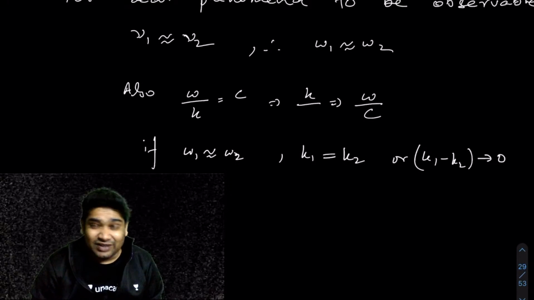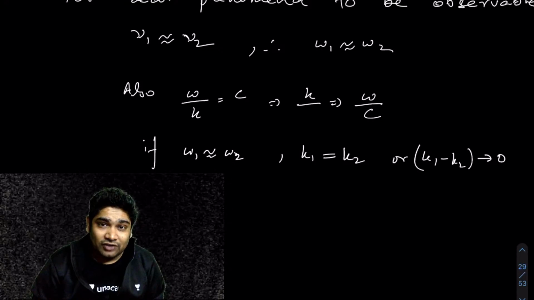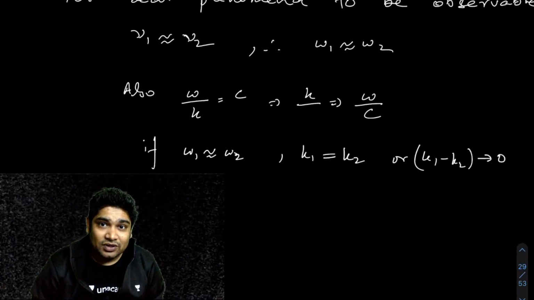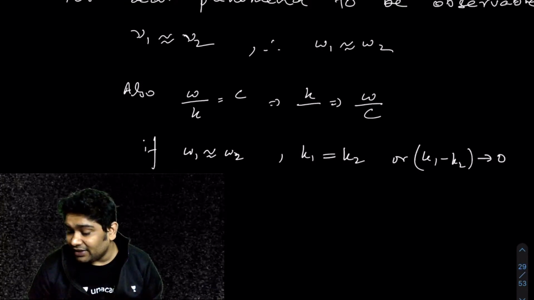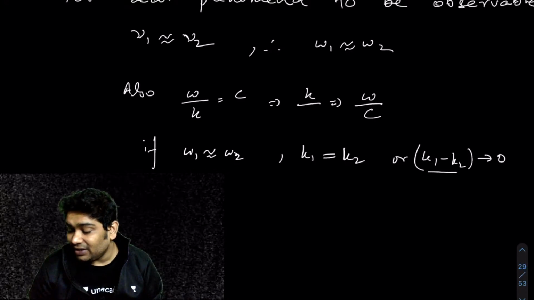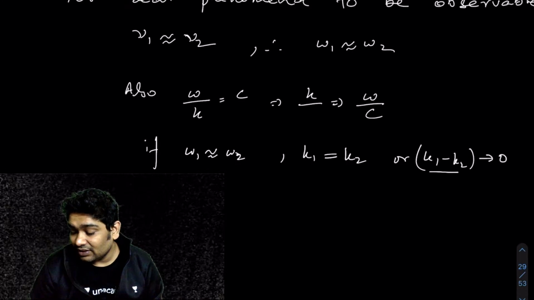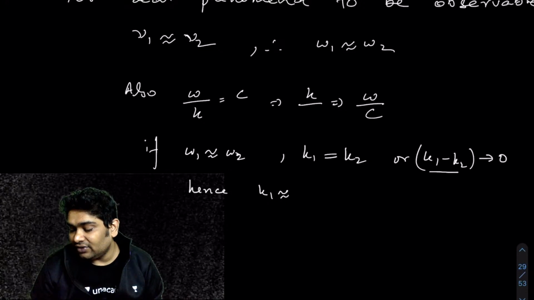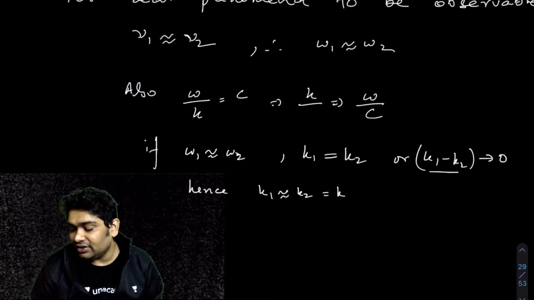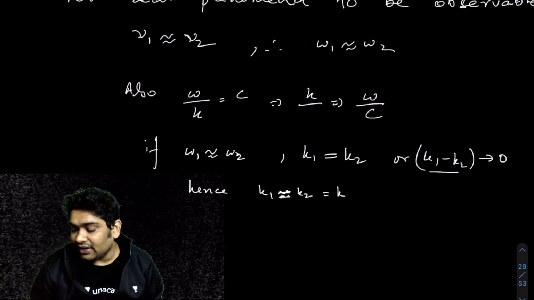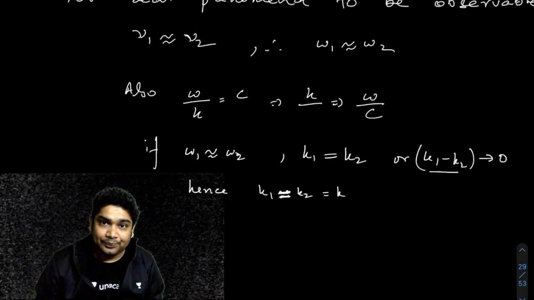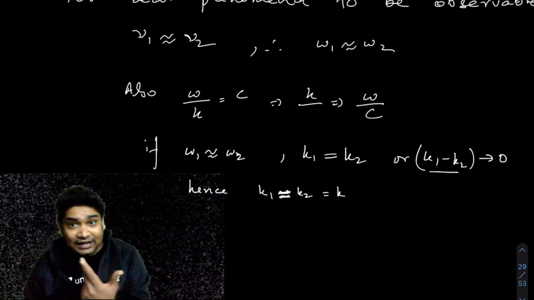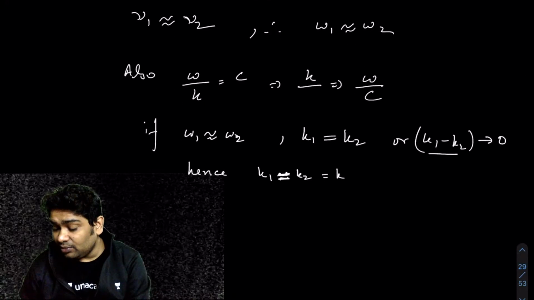And then speed of sound usually in air is of the order of 300 meters per second. So you realize from here k1 minus k2 is almost considered to be 0, hence k1 is roughly equal to k2 is equal to k. So I can consider the two k's to be equal. Okay, and that is what you see in your equations in your books.